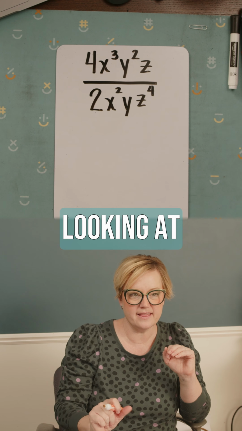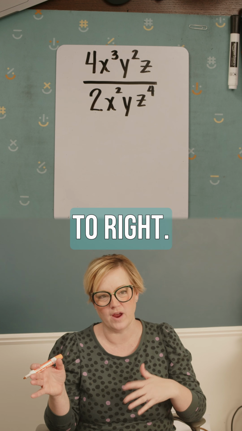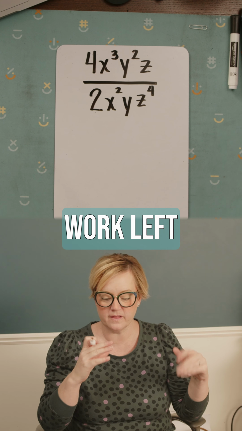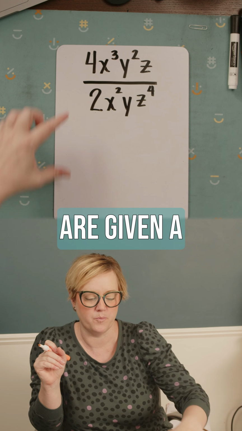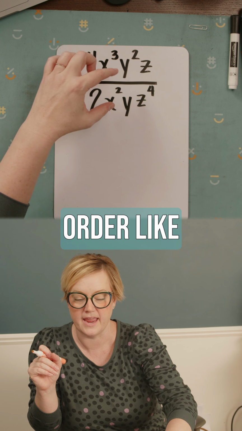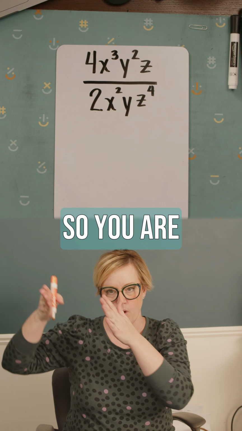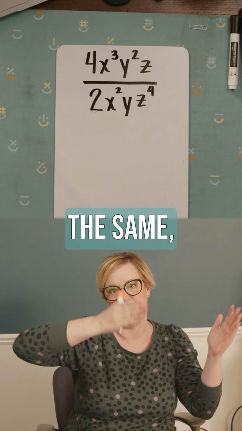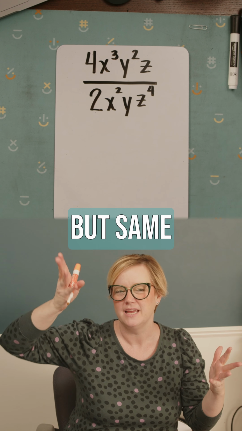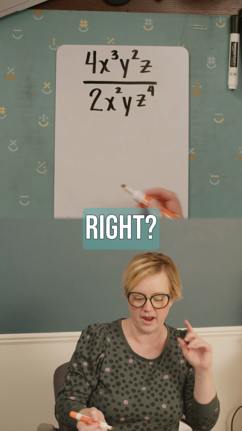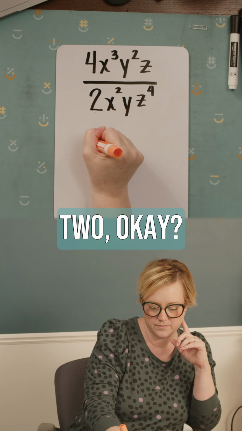When we're looking at this, the first thing I like to do is work left to right. If you're going to work left to right, I would also recommend that if you are given a problem where the variables are not in the same order, like x, y, z or a, b, c, you move them around so you are looking at them in the same order. It's not exactly like terms, but same variable, things like that, right? So 4 over 2 becomes 2.